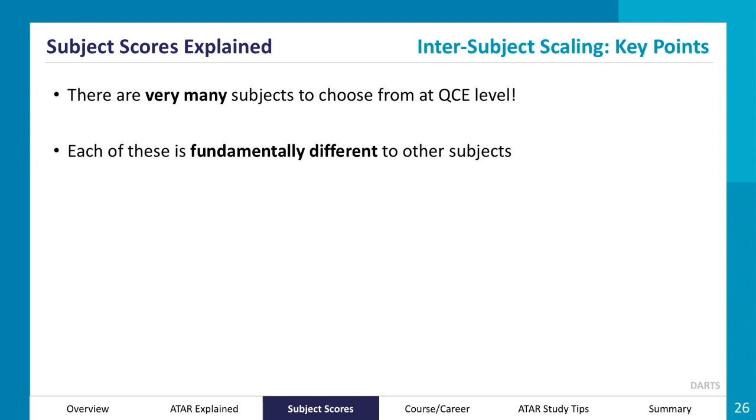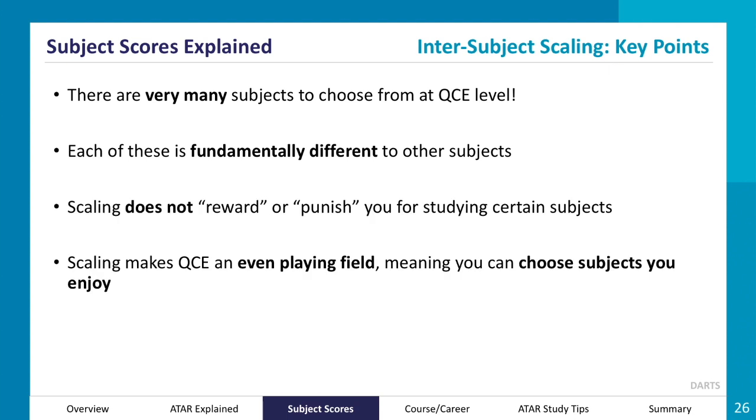Now, the key or fundamental issue with QCE is this. There are so many different QCE subjects that you can choose from, which is awesome for you in terms of subject selection. It gives you great flexibility. However, it comes with the inherent flaw that each of those QCE subjects is unique, and they're fundamentally different to other subjects. So we had the example of methods and bio and English earlier. If you imagine trying to compare those subjects, it's really, really difficult to do. So we have something called scaling to account for that.